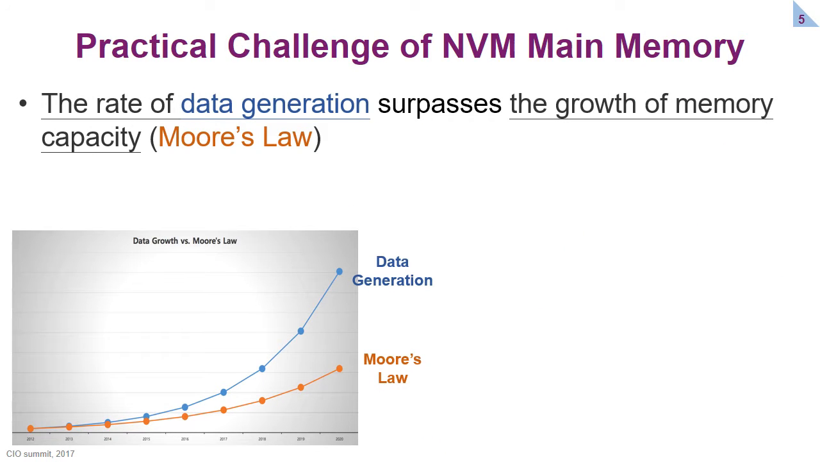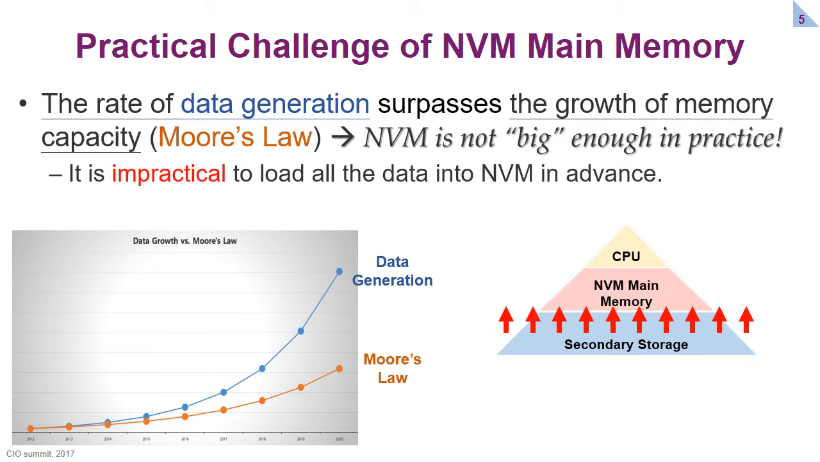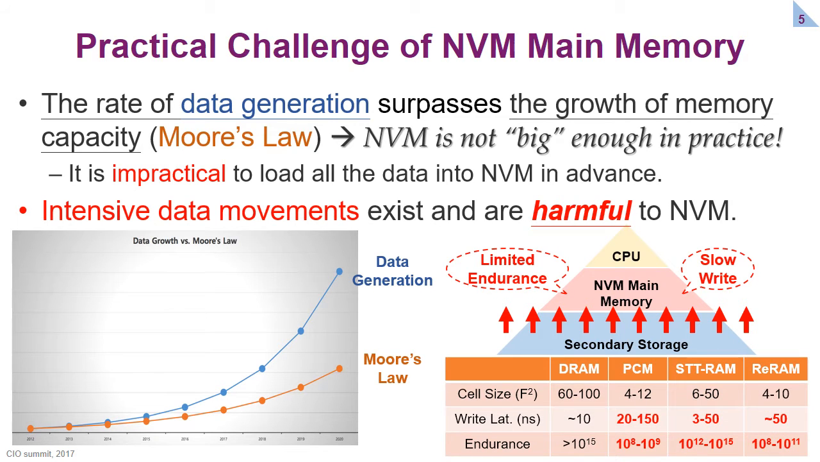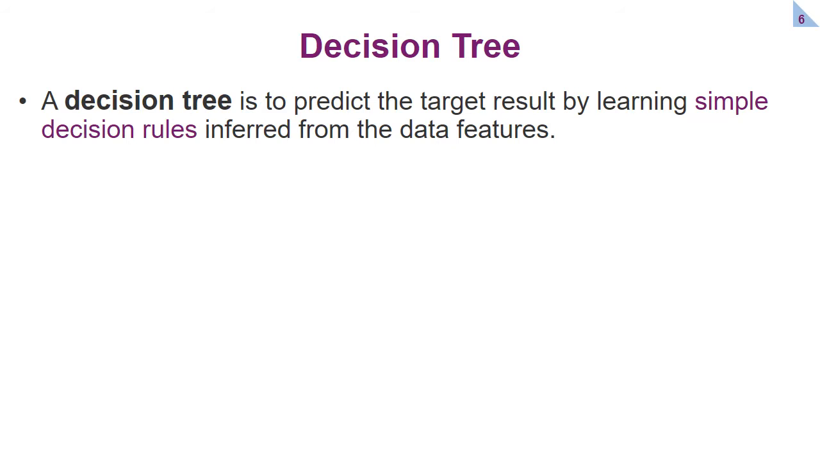The rate of data generation surpasses the growth of memory capacity, so NVM is not big enough in practice. It is impractical to load all the data into NVM in advance, so intensive data movements still exist and are harmful to non-volatile memory.